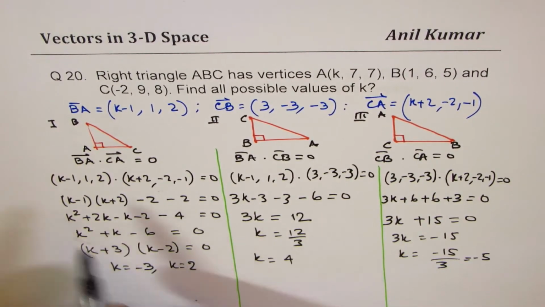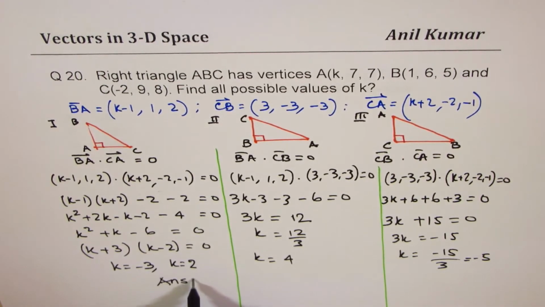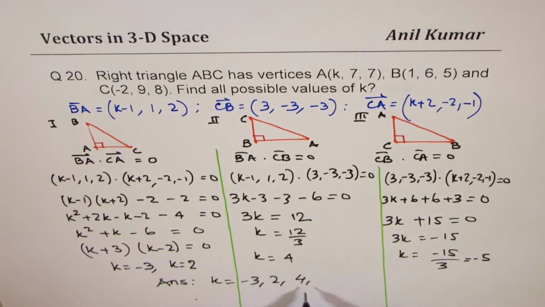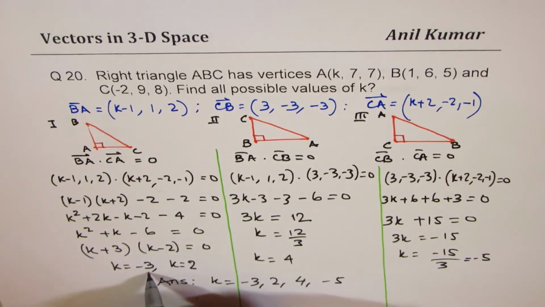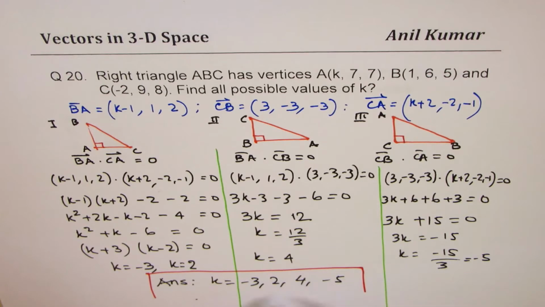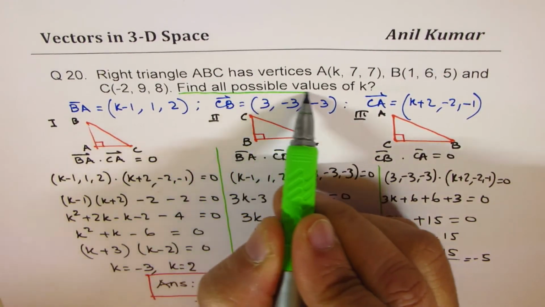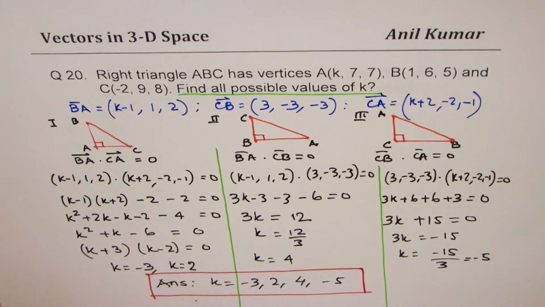Correct? So depending on each scenario, these are possible values of k, and so we write down our answer as k equals minus 3. It could be 2, it could be 4, it could be minus 5. So these are all the solutions for the given question. Do you get it? Right? So when we are working in this exercise, we have to really look for all possible solutions. It has a meaning, right? So find all possible values of k. That is how it should be done.